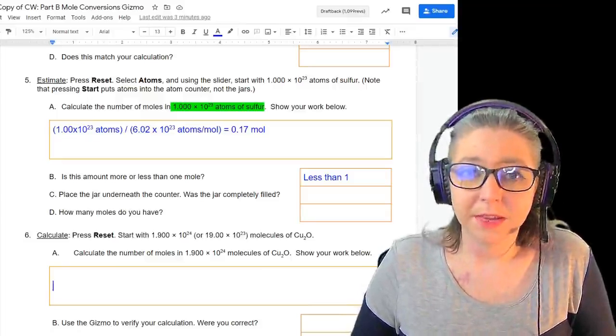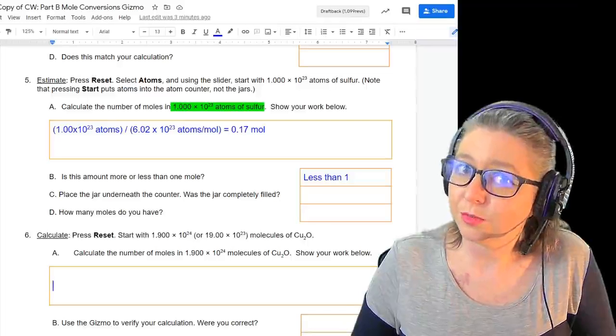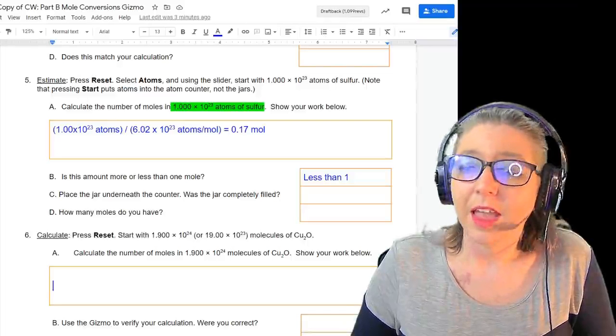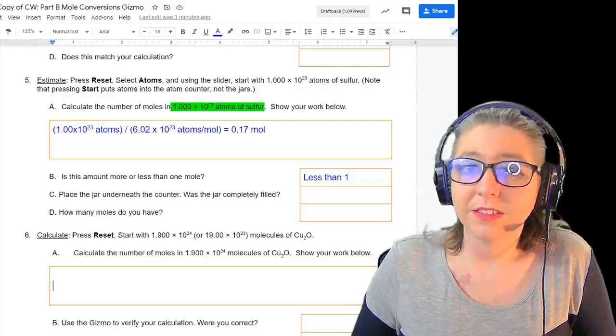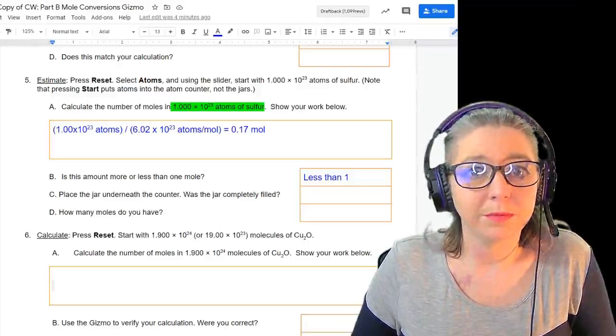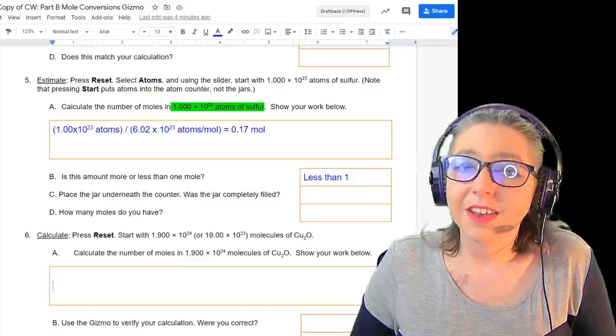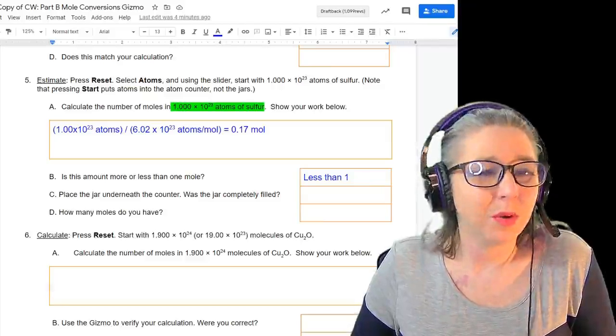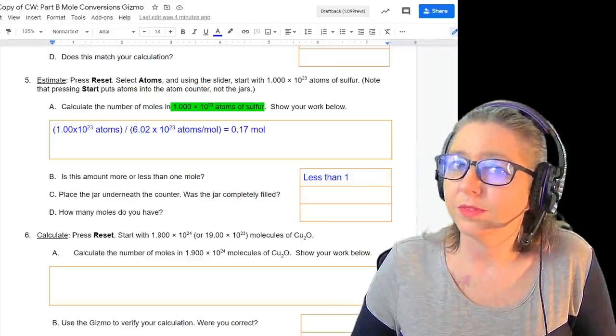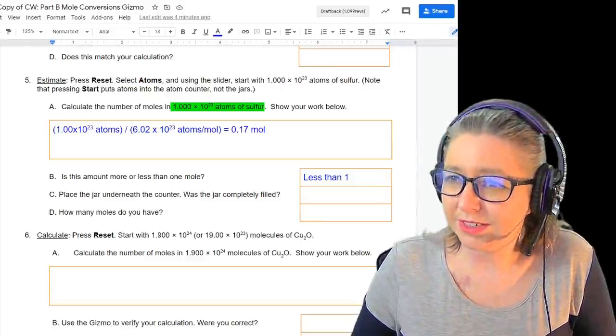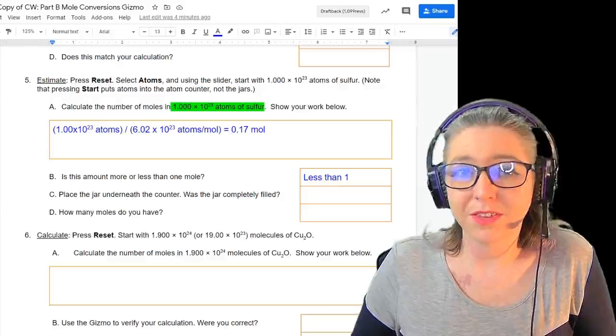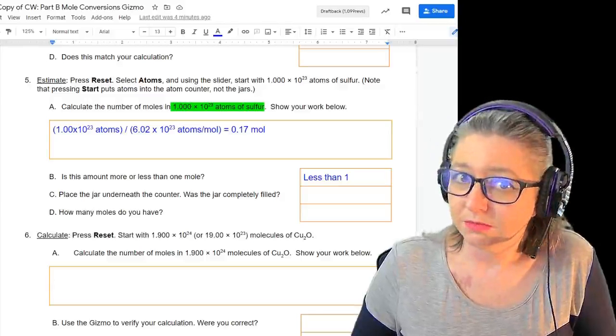I can put this into my calculator. Be very careful with those parentheses. And I get a final answer of 0.17 mole. The next question asks, is this more or less than 1 mole? I hope we can all see that 0.17 is less than 1.